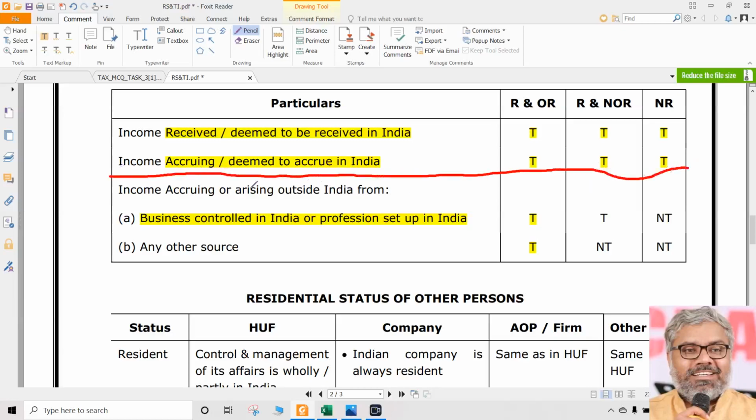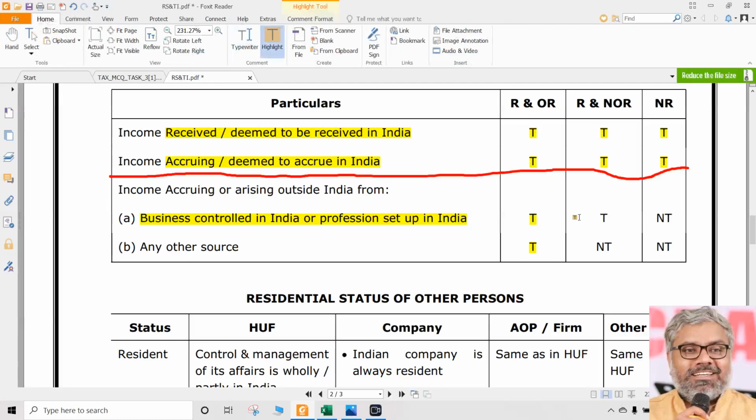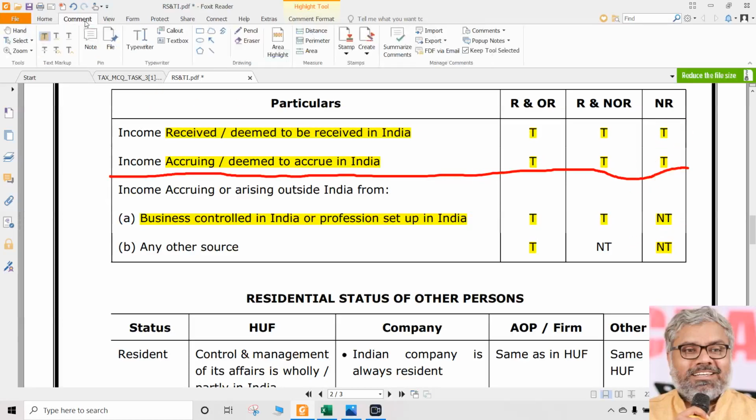But below this point, we have special cases. Like what? Whether the business is controlled in India or profession set up in India. If yes, then it will be taxable. Taxable, that will be for even RNOR also. But of course, it is not taxable for non-resident. So non-resident will have taxability only in the first two cases. That's it. This is the only restricted area of non-resident being taxable.